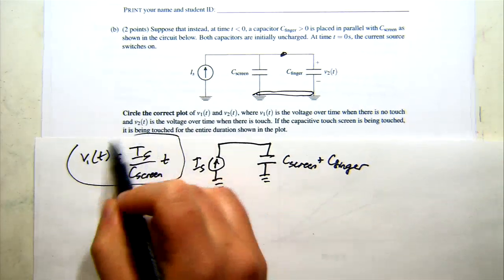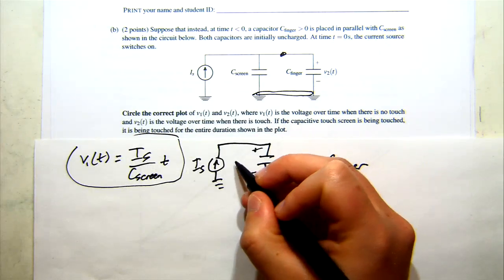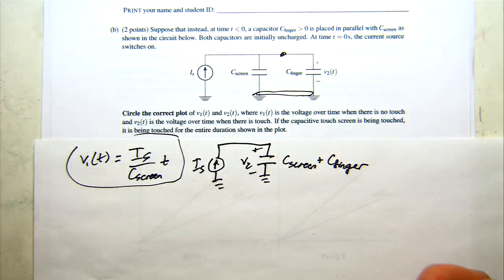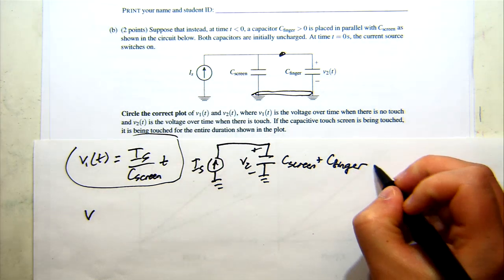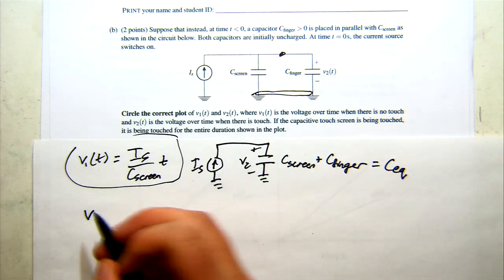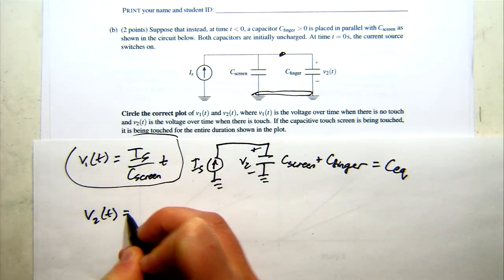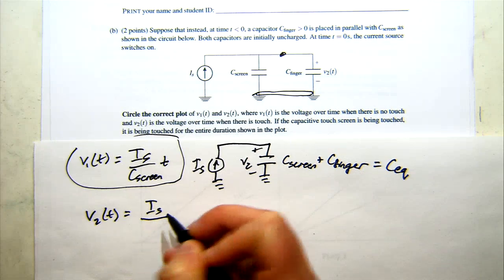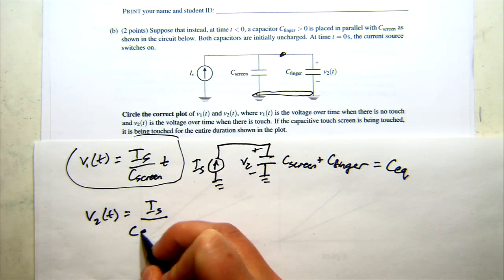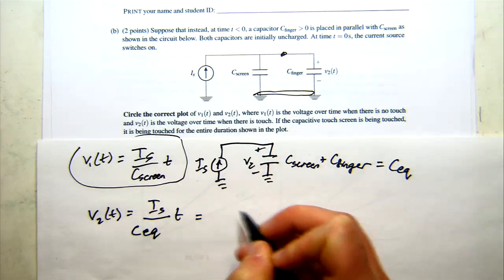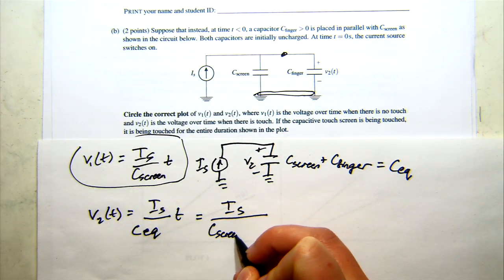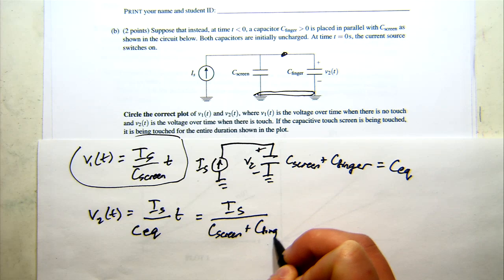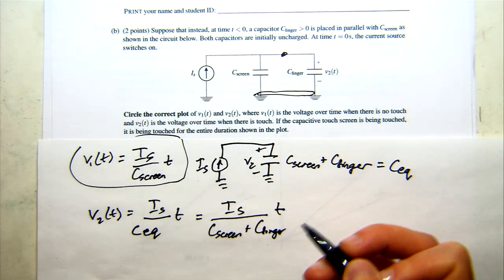So that was our V1. This one's our V2 of t. And we can use the same equation as last time, but now we'll use our C equivalent on the bottom. So V2 of t is equal to IS over C equivalent times t, which is just IS over C screen plus C finger times t.